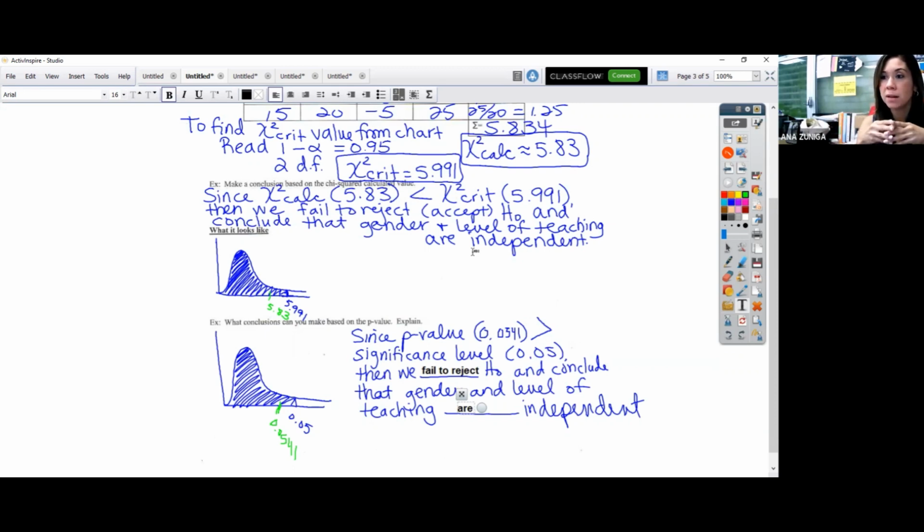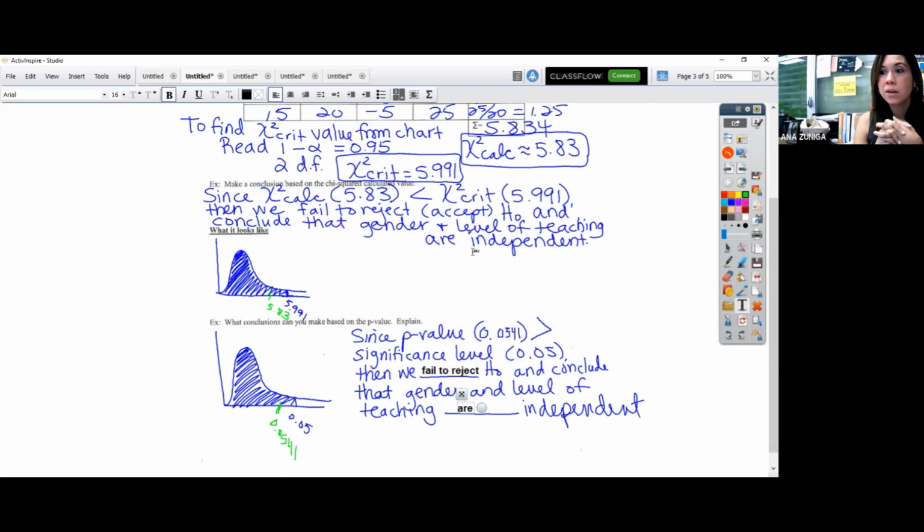The result that we got there and the result that we get now with p-value is exactly the same. It's always going to be exactly the same. You're never going to get one way of writing the conclusion where you accept and the other one you reject. You're going to end up with the same conclusion. P-value is just a lot faster.